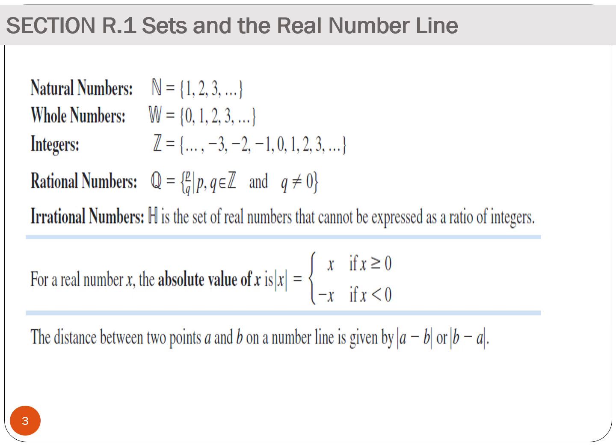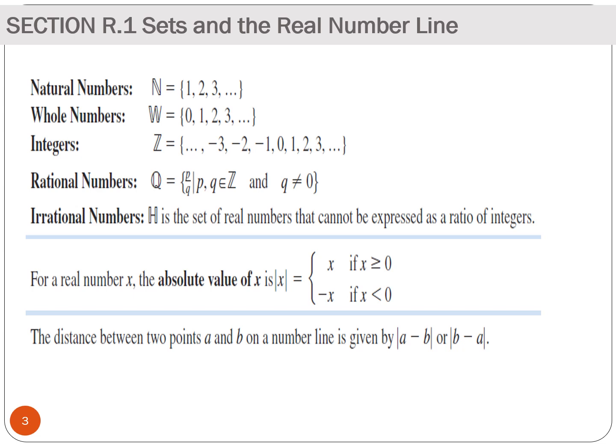Then we have the set of irrational numbers. Of course, any real number is either a rational number, and if it's not a rational number, then it will be an irrational number. There are many examples of irrational numbers. You can think of pi, the number e, and many numbers that are irrational. But in general, any number that's not rational will be an irrational number.